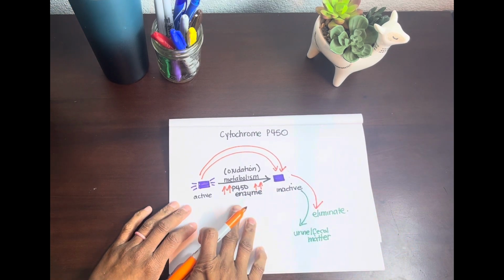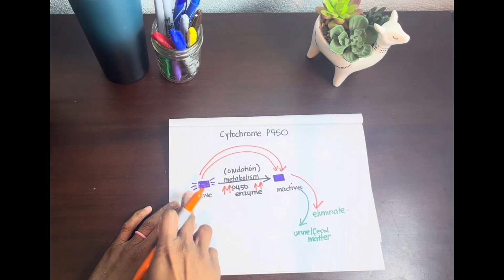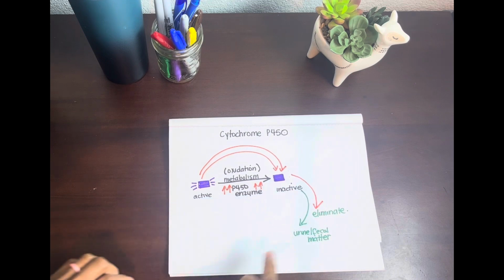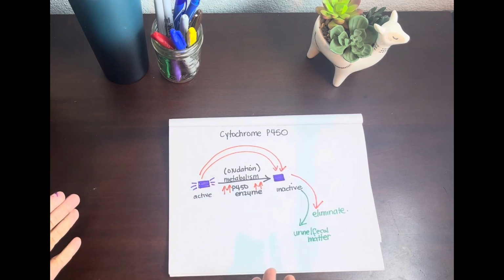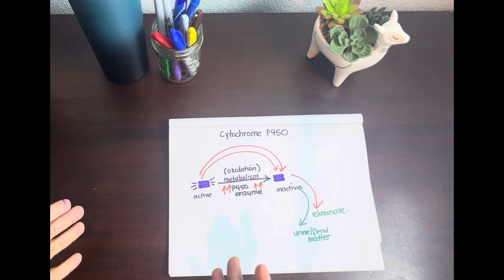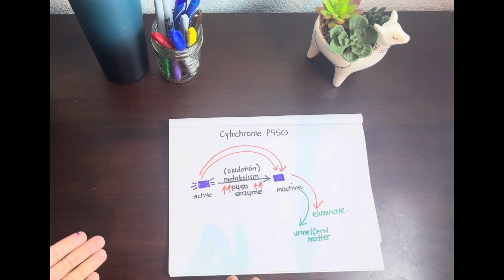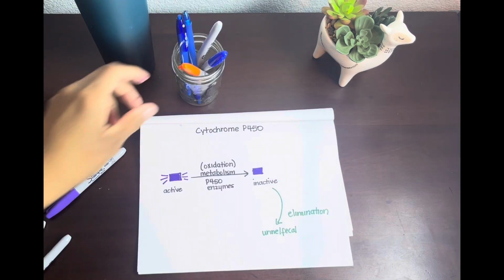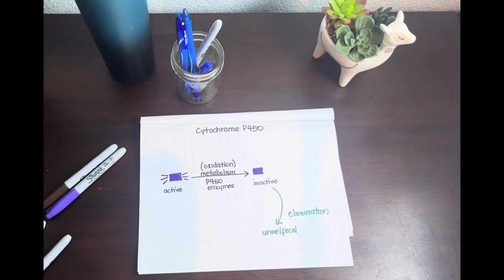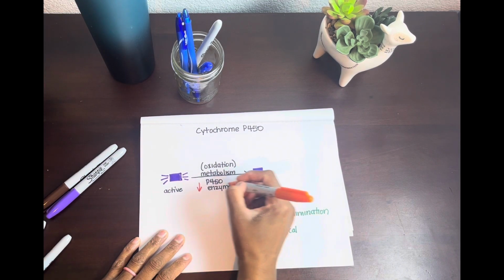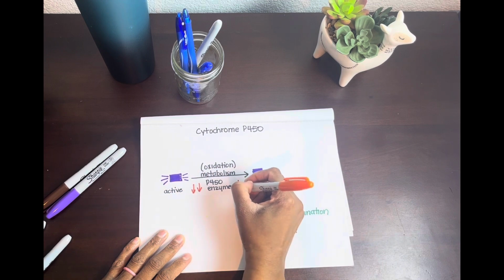So induction of a CYP enzyme is going to lead to increased conversion of active to inactive drug and increase its elimination. So if we have a higher amount of inactive drug, we can see the correlation between CYP enzyme induction and the potential for lower drug efficacy. Let's now consider what happens in the inhibition of the P450 enzymes. So instead, we're going to downregulate P450 activity.